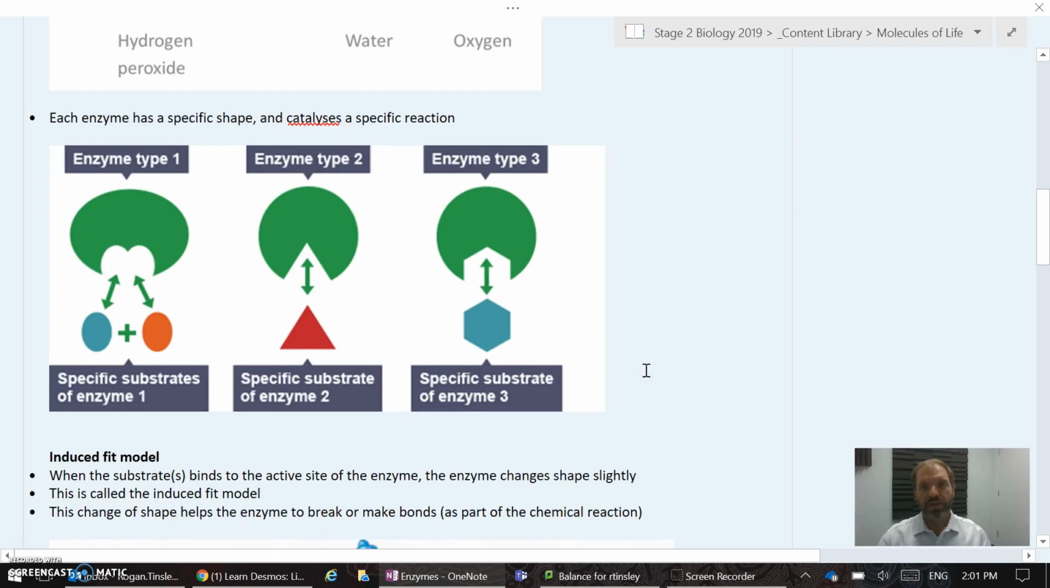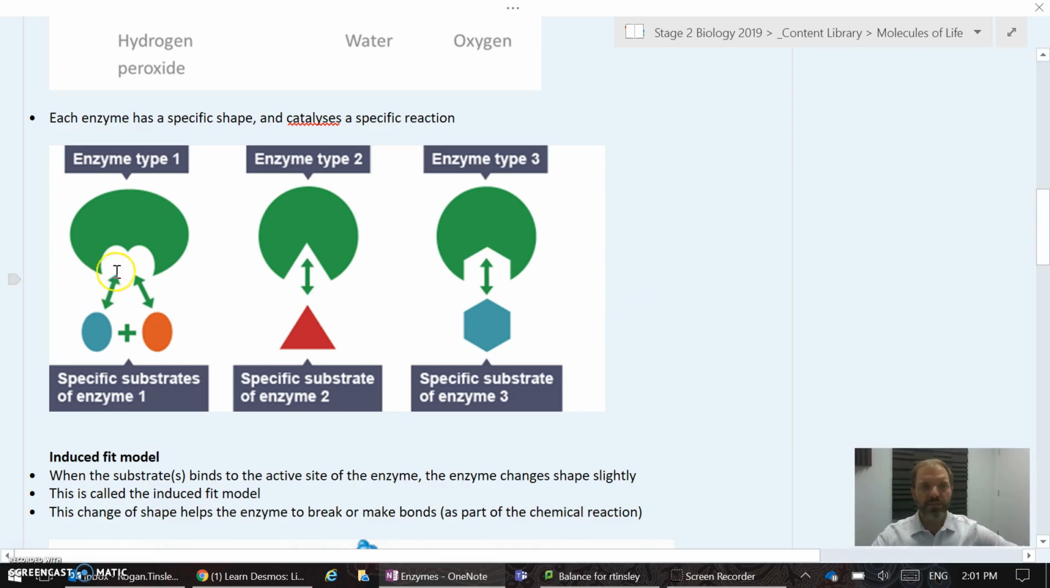So that's one example of one reaction, but actually each enzyme is specific and catalyzes only its specific reaction. So this enzyme number one might use these two substrates in an anabolic reaction to make something new. Enzyme 2 uses a completely different substrate, and these substrates don't fit with this one. Enzyme 3 is different again. So each enzyme is specific for its substrate and is involved in its specific reaction.